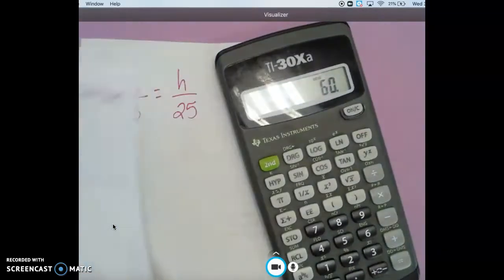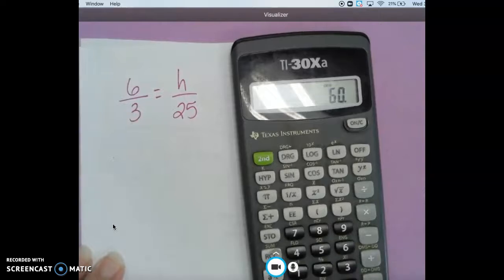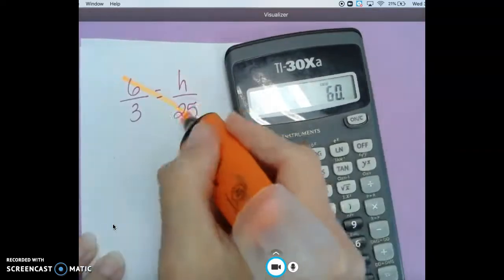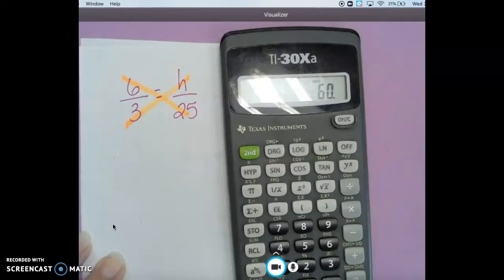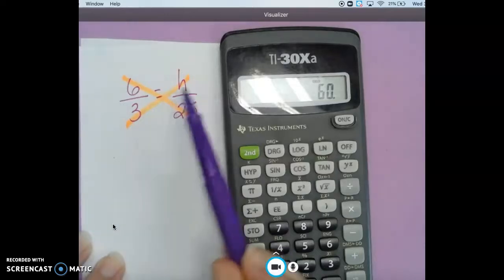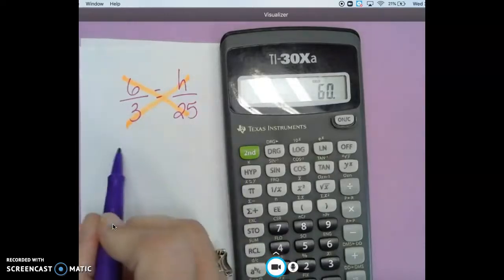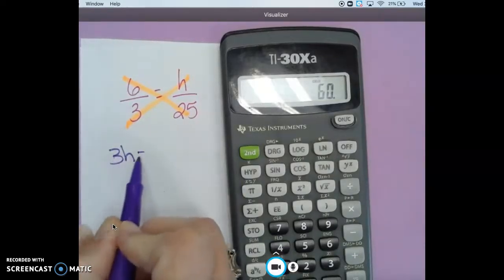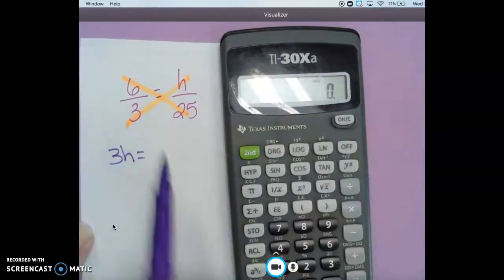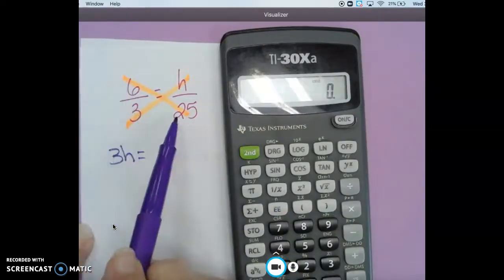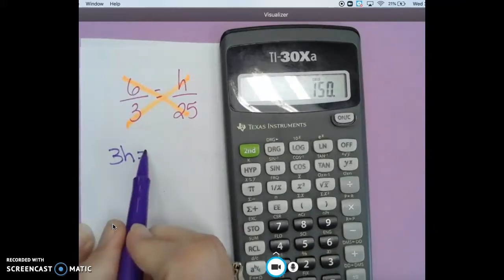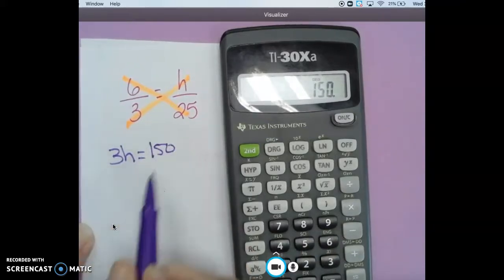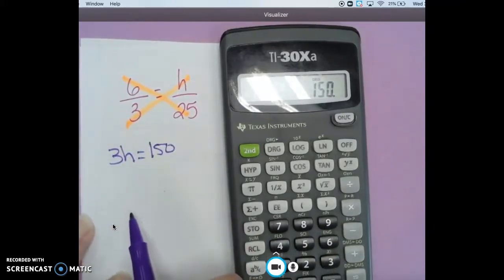Okay, so let's try another one. Again, we're going to focus on the diagonals. I like to find my variable and that's where I start. So this time I'm going to start with 3h. So 3 times h, and then I'm going to do my other diagonal, which is 6 times 25. 6 times 25 is going to give us 150.